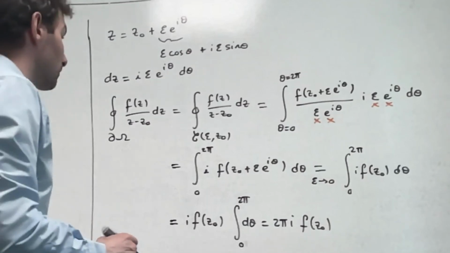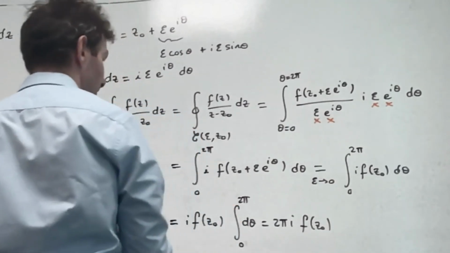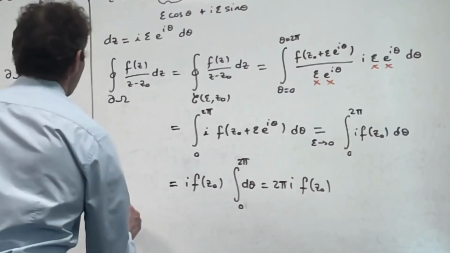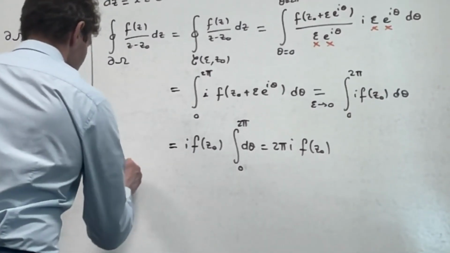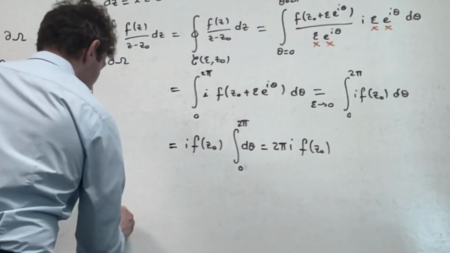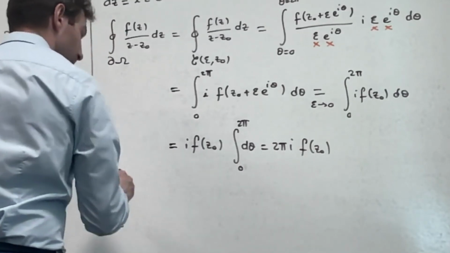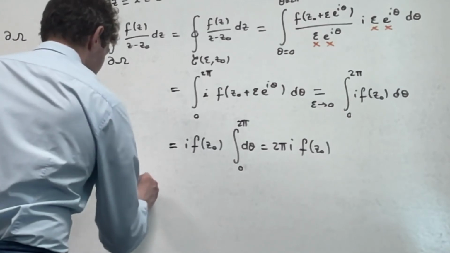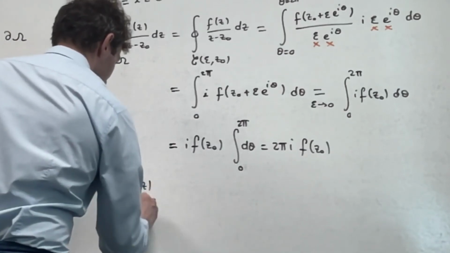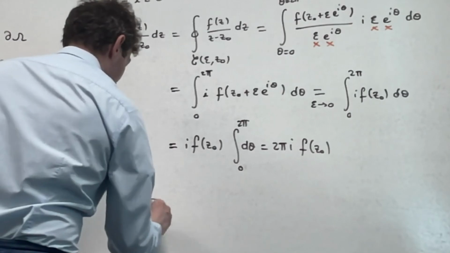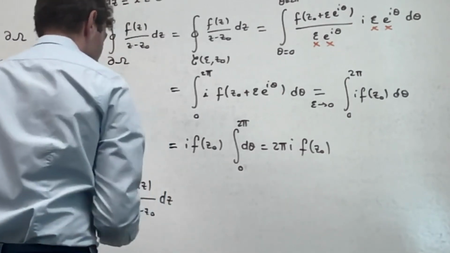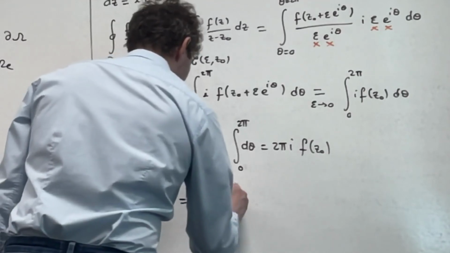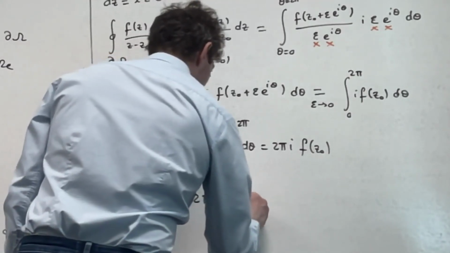You're done once you have written that. So we can essentially work this out in the following fashion. We say that the integral over any kind of d omega of some function f of z over z minus z0 dz is equal to 2 pi I f of z0.